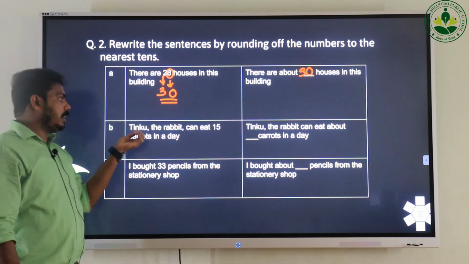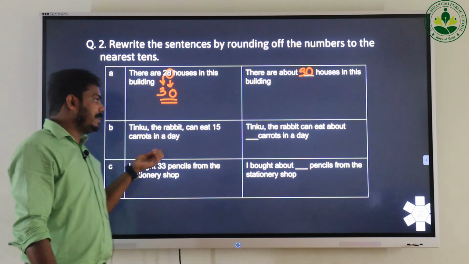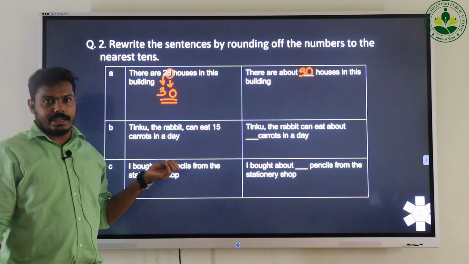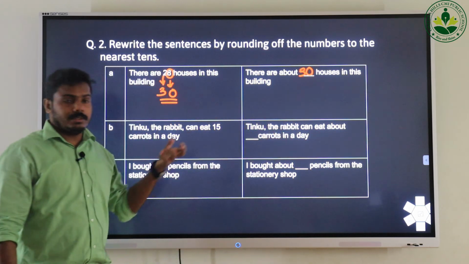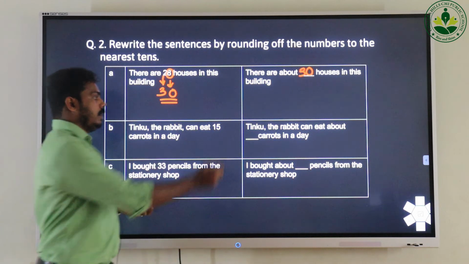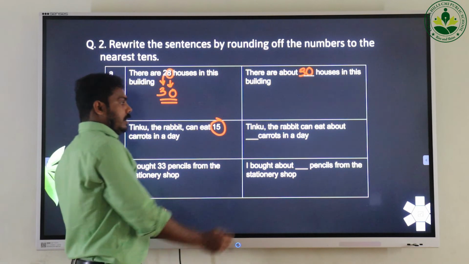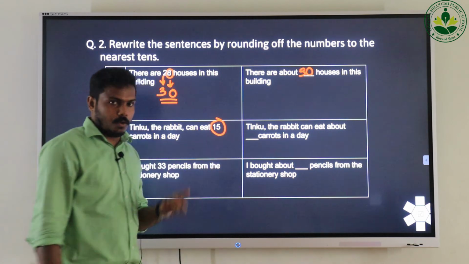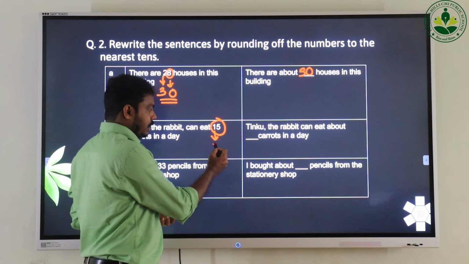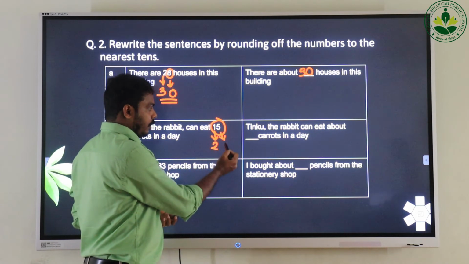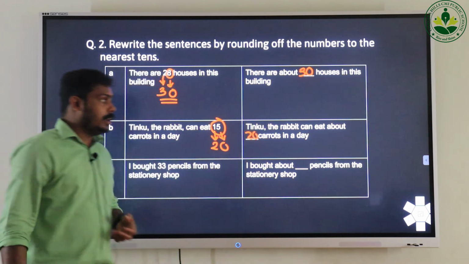And second question, Tingu the rabbit can eat 15 carrots in a day. We need to round off this number. Tingu the rabbit can eat about dash carrots in a day. If you round off 15 to its nearest 10, ones place digit is 5. So add 1 with the digit in the tens place. 1 plus 1, that is 2, and 5 becomes 0. So the answer is 20. There are about 20 carrots.